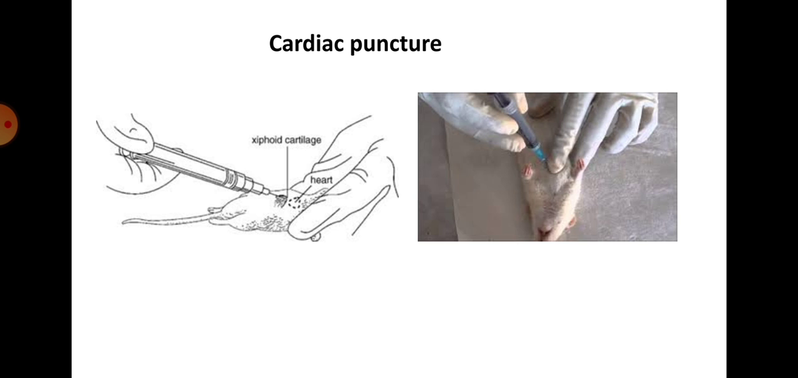So here this technique of cardiac puncture should not be used if the peritoneum needs to be lavaged to harvest cells, as this technique can cause blood to escape into the peritoneal cavity.